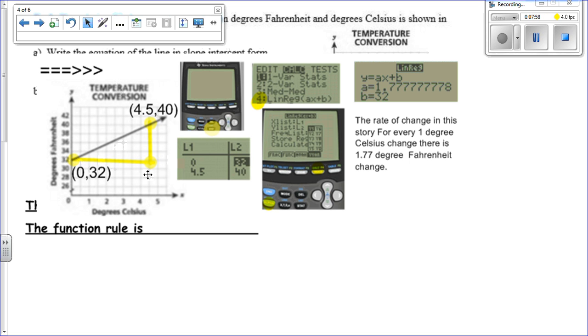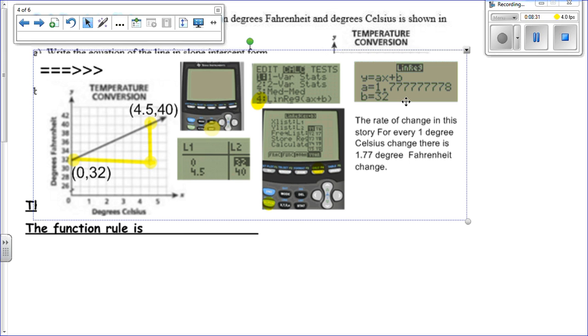Plug the stat function in. I hit stat again, hit calc, hit 4, bring up my linear regression. I want to store that value under y1 by hitting alpha trace. That brings this up here and makes me aware that my rate of change is 1.777778. But I'm only looking for two significant digits, so I'm just going to say 1.78.